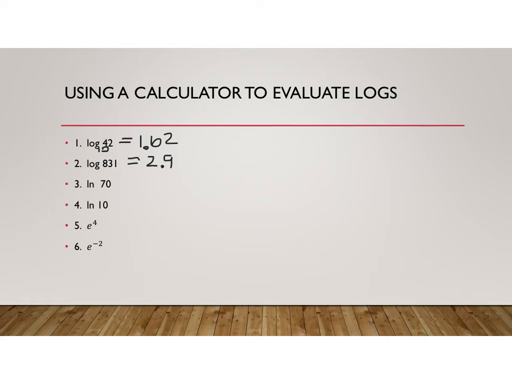Number 3, natural log of 70. Again, this is log base e, so this means e to the what power would equal 70? Natural log of 70 is 4.24. So that means that approximately 2.7 to the 4.2 power would be about 70.